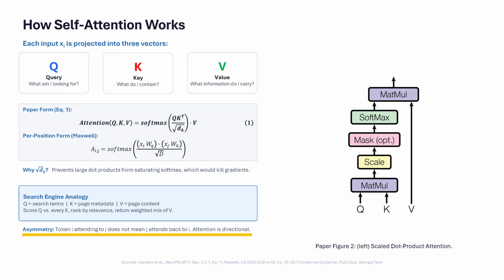Now, one extra detail that's easy to miss. Attention is asymmetric. Just because position A pays attention to position J doesn't mean J pays attention back. Think about the sentence, "artificial intelligence is transforming the world." The word "transforming" might attend strongly to "intelligence" to understand what's doing the transforming, but "intelligence" doesn't necessarily need to look at "transforming" the same way. This lets the model capture directional relationships.